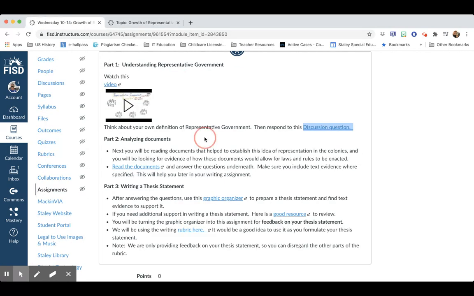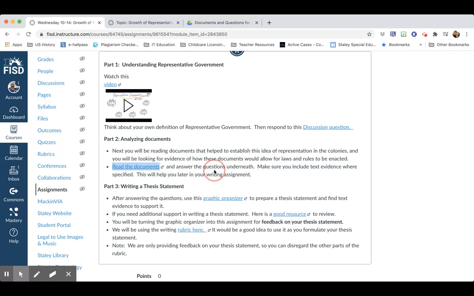After you've gone to the discussion post, you're going to start analyzing some documents. You're going to read these documents, and hopefully develop an idea of what representation in the colonies looked like. You're going to be looking for evidence of how these documents would allow laws or rules to be enacted. So let's click on this hyperlink and take a look at the documents.